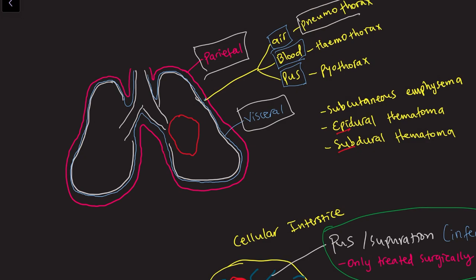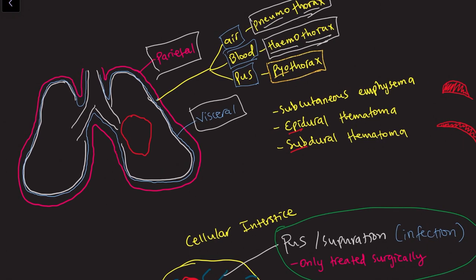Now you have pneumothorax, meaning air in the thoracic cavity. If it's filled with blood, then you end up having hemothorax, which is blood in the thoracic cavity. If it is filled with pus, it is called pyothorax, which is pus in the thoracic cavity, right? This is because of infection. Infection can end up there: tuberculosis, staphylococcal infection, streptococcal infection, Klebsiella infection, you know.